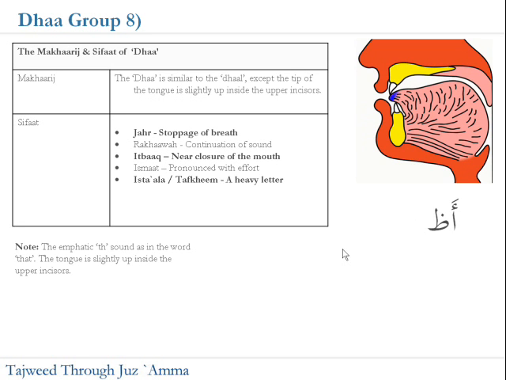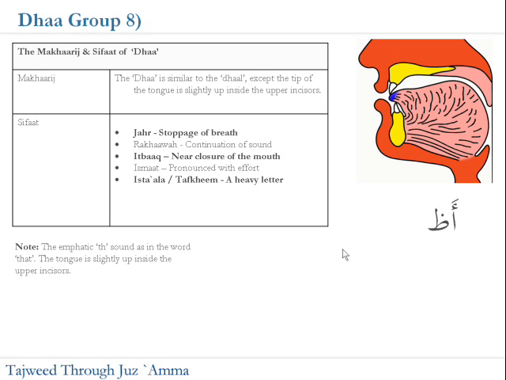And then the third letter in this group is the dha. Now this is like the dal, except it's a heavy version of it, and there's a stoppage of breath. Okay, likewise, and this is also one of the letters where the mouth almost closes. So here we have adh, adh.